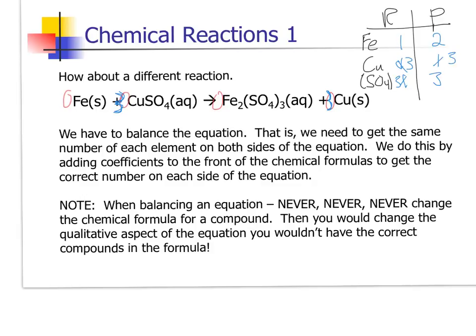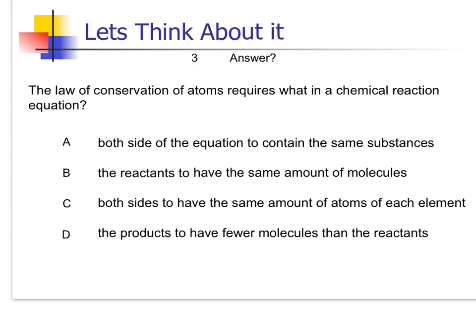And then I can come back and balance out my iron by putting a 2 in front of the iron on the reactant side. And now, after I redo my chart, I can see that my reaction is balanced. The law of conservation of atoms requires that in a chemical reaction equation.